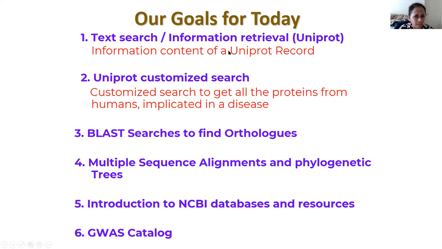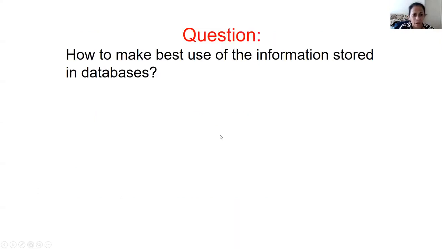And so we will do some customized searches. We'll do some BLAST searches and then find orthologs. I'll explain to you as we do this, multiple sequence alignment, and actually just a small phylogenetic tree. We're not doing any rigorous evolutionary analysis. And of course, I promised you yesterday that we'll actually look at the genome-wide association studies catalog. Hopefully we'll have the time to do it. I think we will.